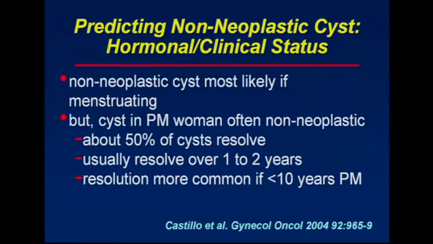The hormonal and clinical status of the patient is quite important to consider. A non-neoplastic cyst is most likely if the patient is menstruating, but remember that a cyst that's simple in a postmenopausal woman is oftentimes non-neoplastic. In fact, about 50% of these simple cysts in postmenopausal patients will resolve on their own. Now, that resolution process typically will take about 1 to 2 years. Resolution is also much more common if the patient is within the first decade from her final menstrual period.